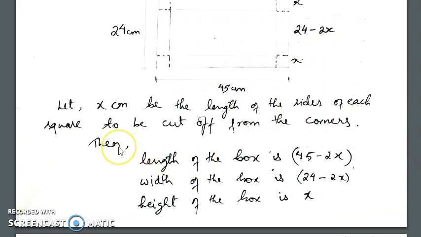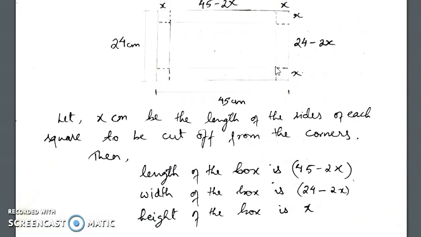Now we are going to deal with the box. After you throw away all those squares and make it into the box, what will be the length of the box? When you fold this one, the length of the box will be from here up till here. The length of the box now will be 45 minus 2x, because you have thrown away 2x.